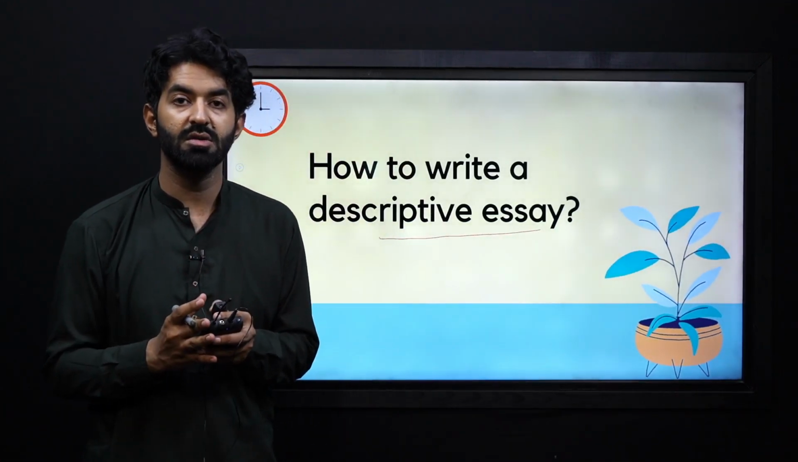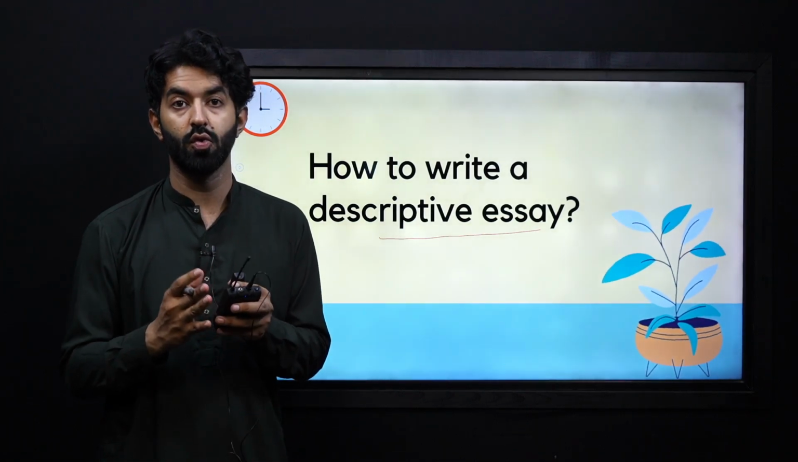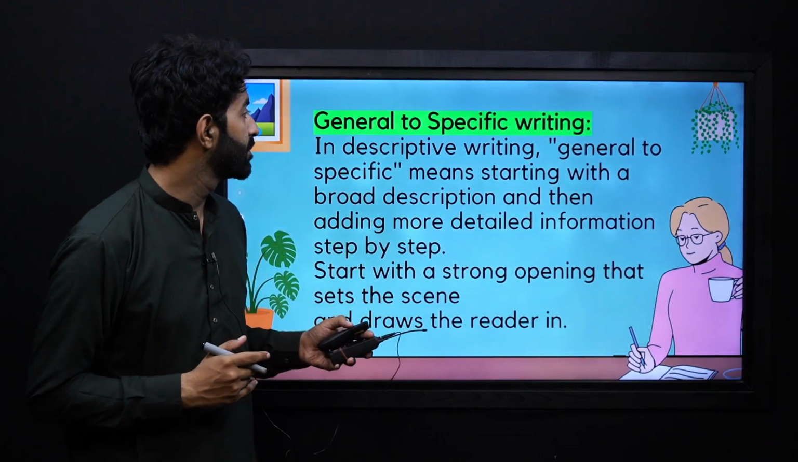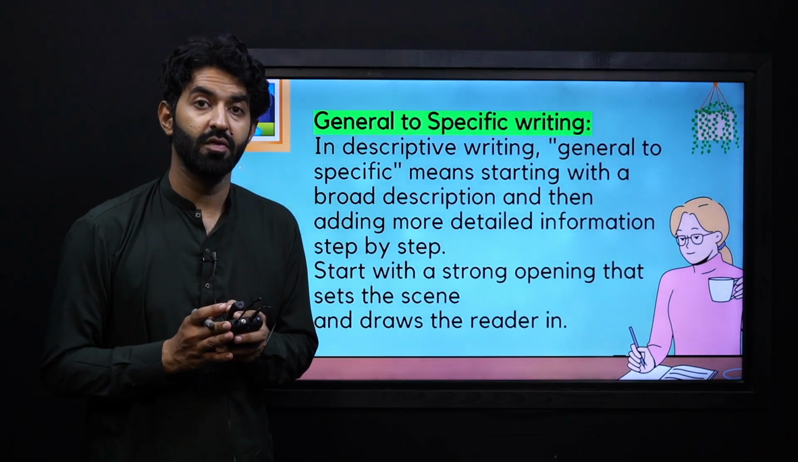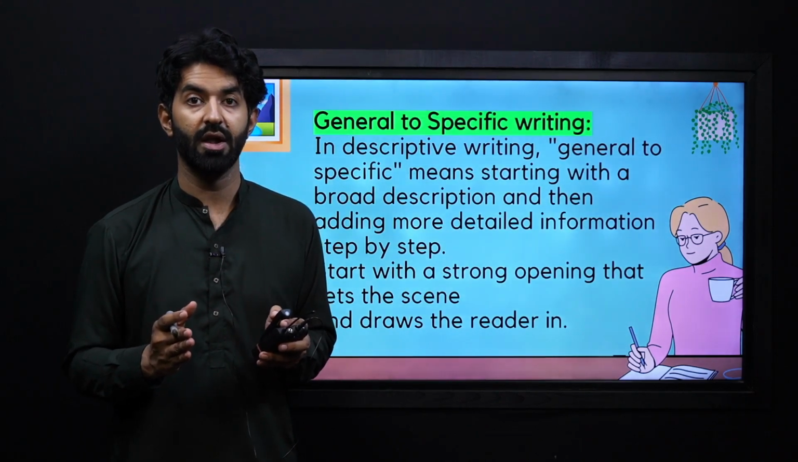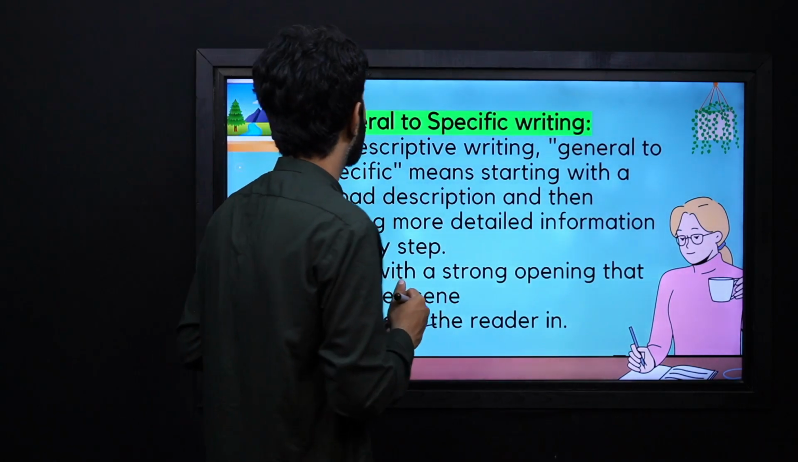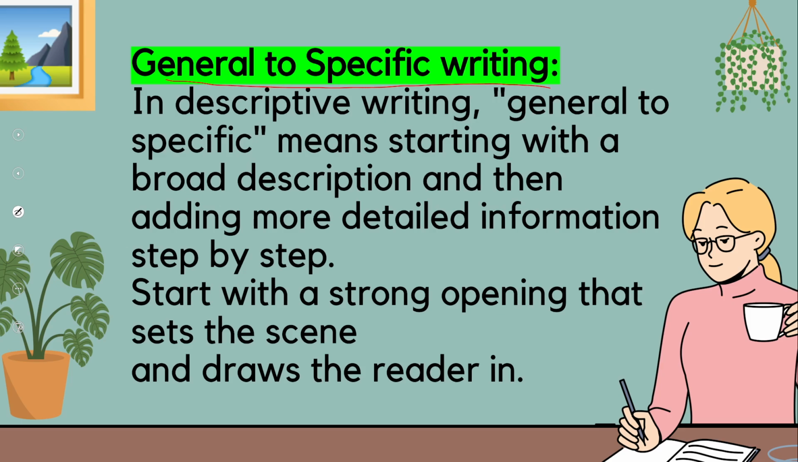Moving on, how do we write a descriptive essay? What kind of language, and what are the techniques and tips that we need to remember in order to write a good descriptive essay? Number one, which we also have in our students' learning outcome, is general to specific writing. Let's see what it is. In descriptive writing, general to specific means starting with a broad description and then adding more detailed information step by step.